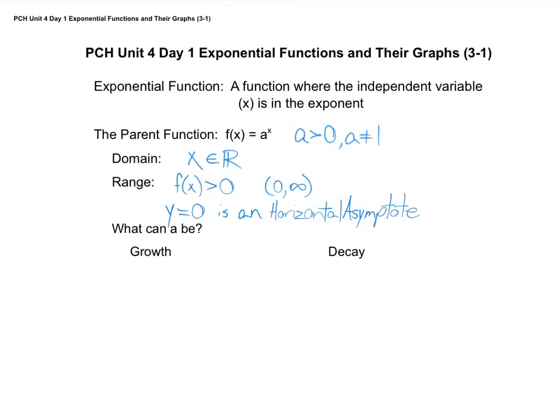Okay? Now, another thing I want to consider here is what a is allowed to be. This statement here kind of breaks a into two different ranges of values. What are those ranges of values that a could be?